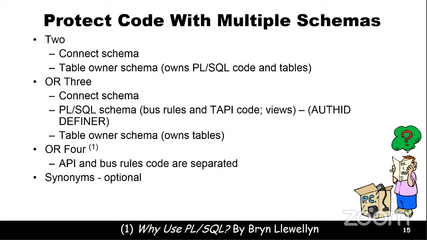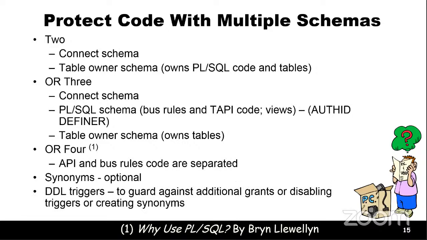You may choose to have the schema prefixes on all your calls to have the ultimate control. You also have to have some kind of guard against someone going in to do grants that were not designed into the system, that give somebody the ability to circumvent these protections, and also creating synonyms.